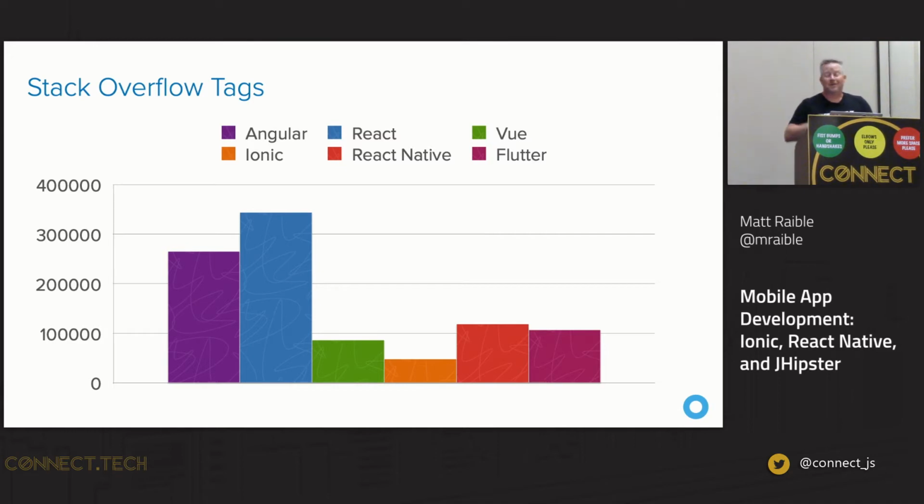So I do think Stack Overflow tags are the modern mailing list traffic thing, and I do think it's just a representation of the community. So if you look at this, it looks like Ionic has actually had the least amount of questions on Stack Overflow.